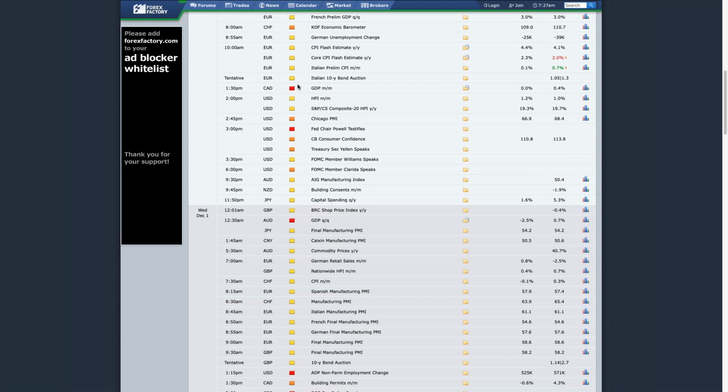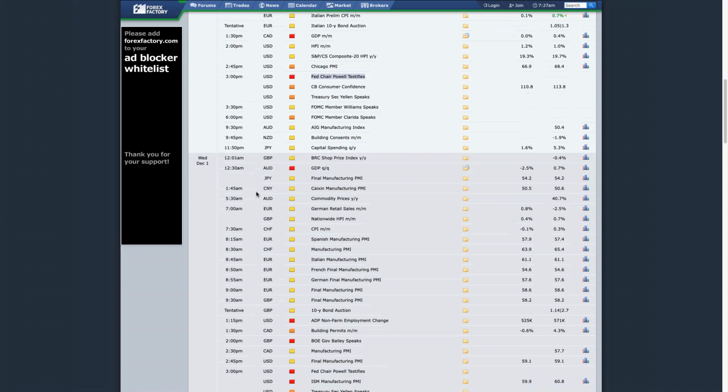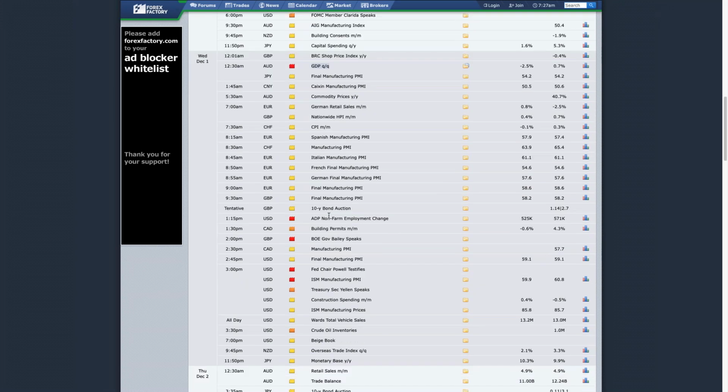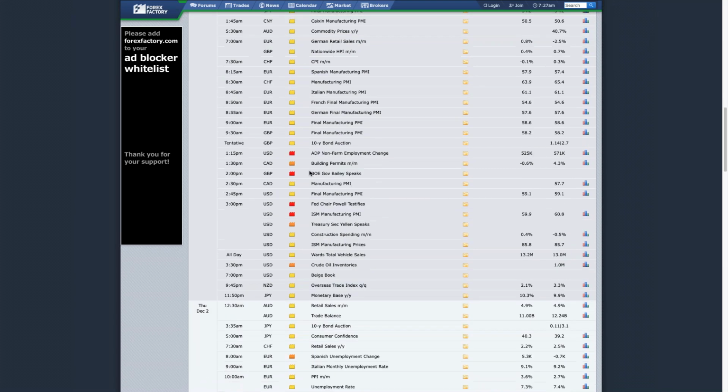GDP data for Canada is unlikely to be that important today, but Fed Chair Powell speaking will be important, particularly what he talks about with interest rate hike expectations in line with the Omicron variant. So watch out for that. Australian data, again, is going to be subservient to the vaccine news. Jobs data is important.